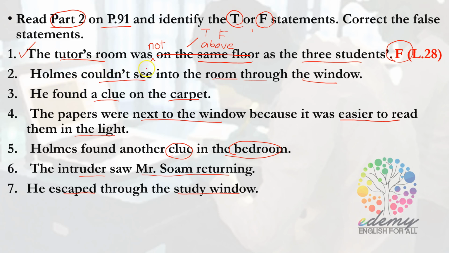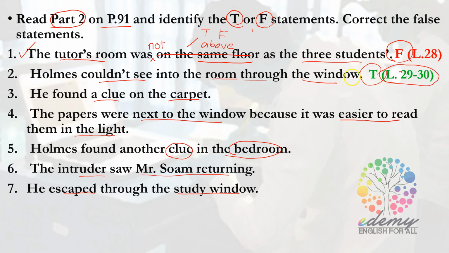Holmes couldn't see into the room through the window. This statement is true. You can find it on lines 29 and 30. So let's go together. Holmes tried to look into the window, but he wasn't tall enough. The thing is that he wasn't tall enough, so he couldn't see what is inside the room, right? Because he was not tall enough to reach the window. So this statement is true.